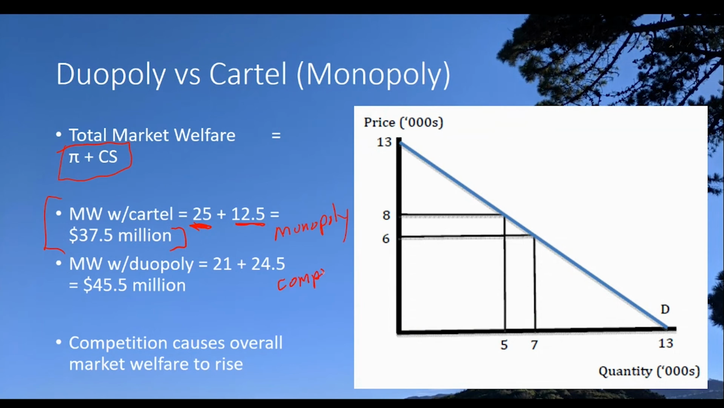But with competition, which is this second one, profits fall to $21 million, but consumer surplus rises to $24.5 million, making for a total welfare of $45.5 million. Substantially higher overall economic benefits are accruing to individuals in the marketplace because of the extra competition. So what is the market effect of competition, or in this case, moving from monopoly to duopoly? Competition is going to cause an overall increase in market welfare. The benefits that accrue to consumers are going to outweigh the losses that accrue to the producers, and we're going to end up ahead overall in terms of the amount of happiness generated in the economy as a result of market activity in this product.